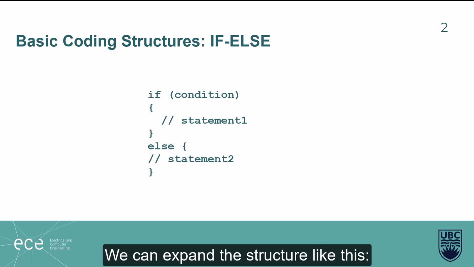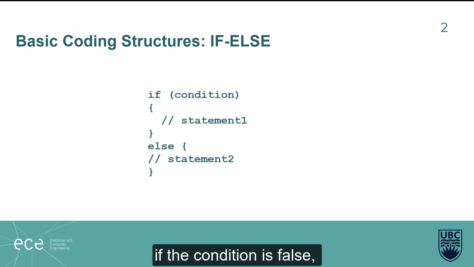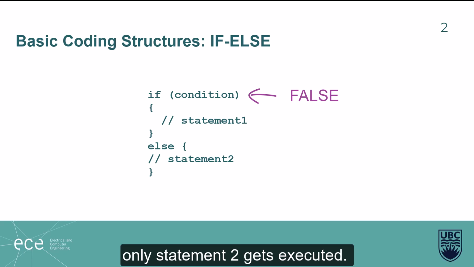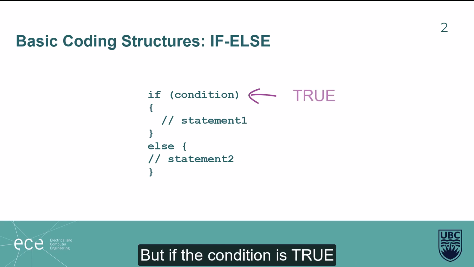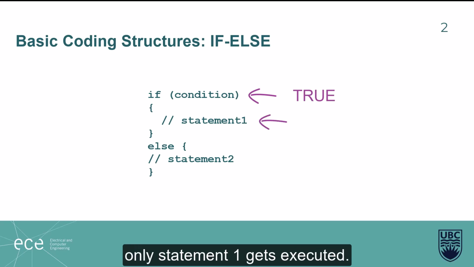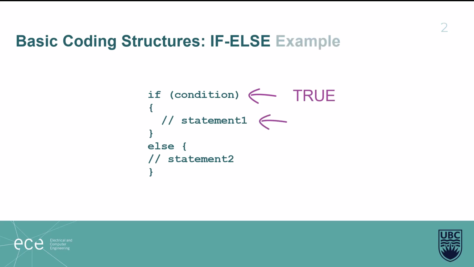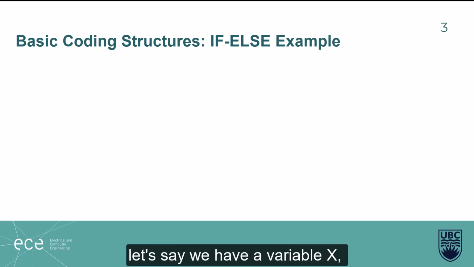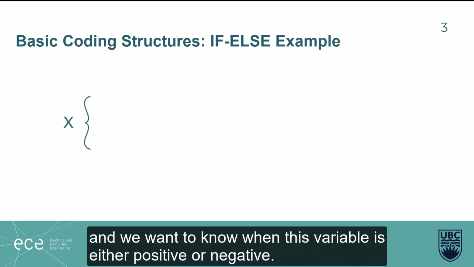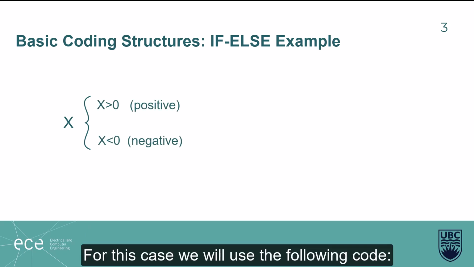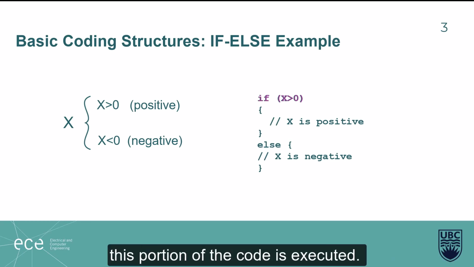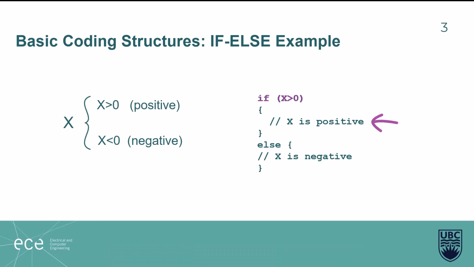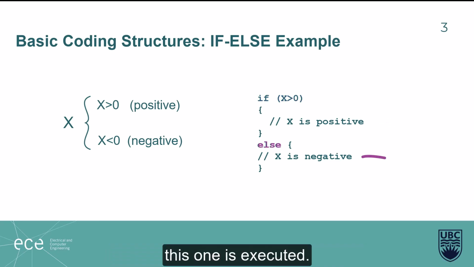We can expand the structure like this. If the condition is false, only statement 2 gets executed. But if the condition is true, only statement 1 gets executed. For example, let's say we have a variable x, and we want to know when this variable is either positive or negative. For this case, we will use the following code. If x is greater than 0, this portion of the code is executed. Otherwise, this one is executed.